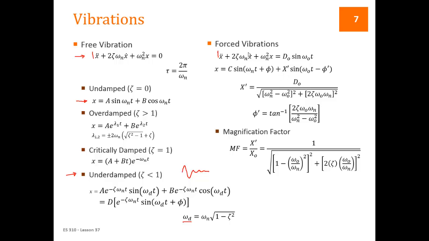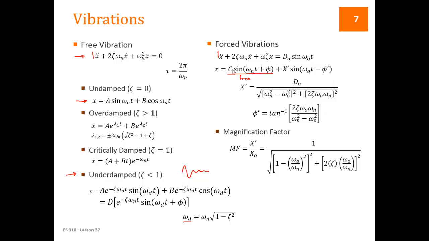Knowing then those four things, we can find the solution to this system, which is x equals this first part, which is the free response, which can be written as c sine omega n t plus phi, or a and b, plus x prime sine omega naught t plus phi prime. And x prime is given as a function of the four variables we can find from our standard equation: d naught, omega n, omega naught, and zeta. And phi prime can also be found as a function of those four variables.